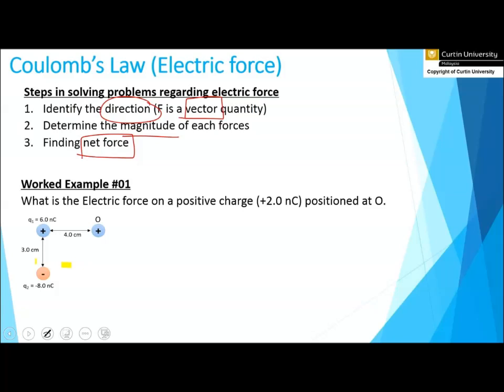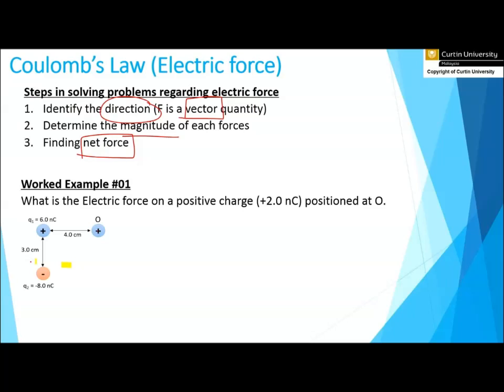So let's look at the example. We have 3 charges, Q1, Q2, and 1 charge with 2 nanocoulomb positioned at O. So you have to find the electric force experienced by this positive charge at position O. So now let's follow the steps to look for the electric force.